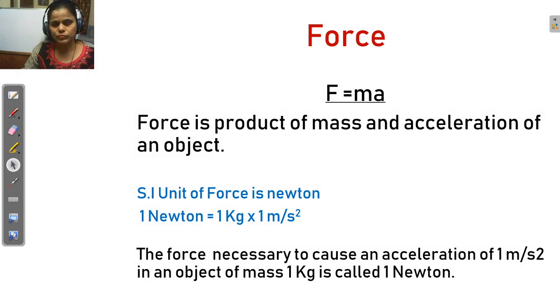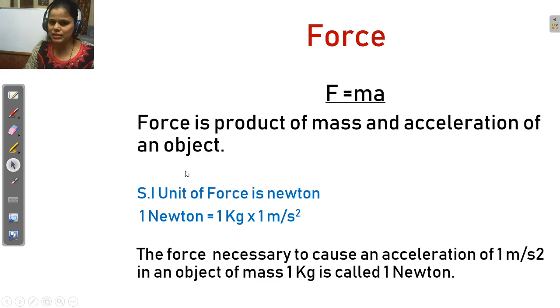Understand? Is it clear? What is the definition of force? Force is the product of mass and acceleration. The SI unit of force is kilogram into meter per second square, and 1 kilogram into 1 meter per second square is equal to 1 Newton. So we can write the SI unit of force is Newton. So what is the definition of Newton? The force that is necessary to accelerate an object of mass 1 kilogram at 1 meter per second square is called 1 Newton.